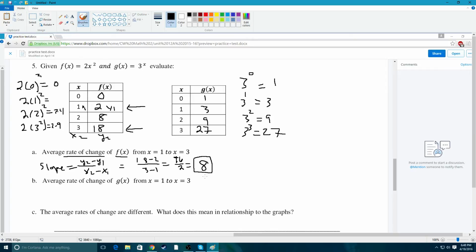I'm going to do the same thing for the other problem, except this time, or let's change that around. I can make this x2, y2, this one x1, y1. And it doesn't matter which order you do it in. You could do it in any order and get the same answer. So 27 minus 3 over 3 minus 1, that's 24 over 2, which equals 12.